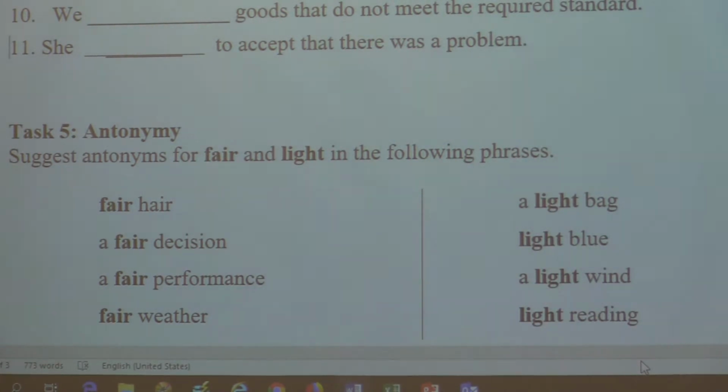So now we work on antonyms. So obviously, the meaning of fear is different in each of these phrases, right? So first you have to find out its meaning. Then you would know its antonyms, right? The same for light. In English, often a word can have several meanings, right? It's the same as in Chinese.